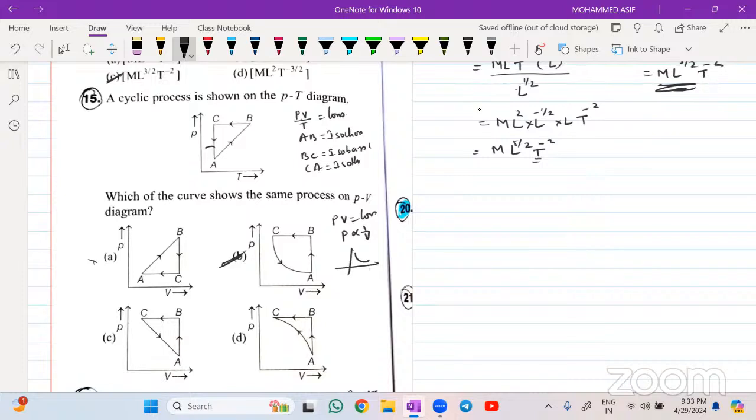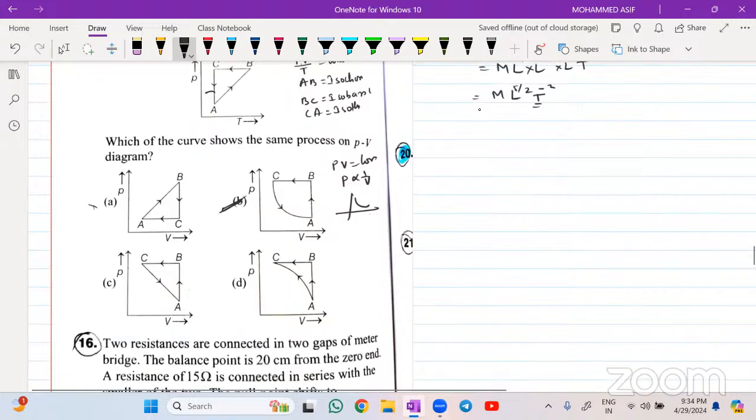B to C is isobaric anyway, and A is isochoric. Okay? Very good.